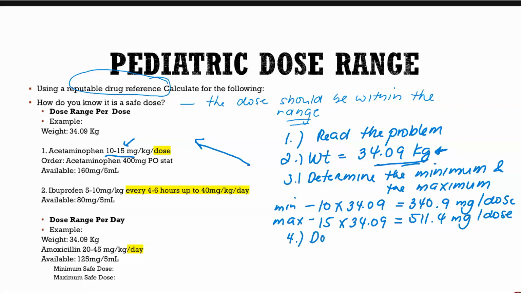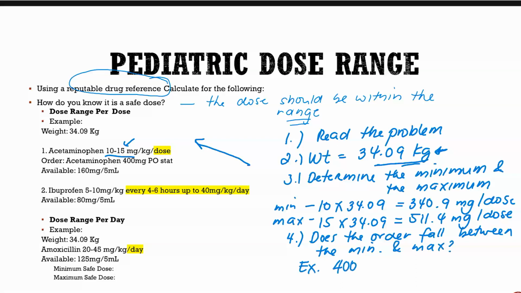Let's use this as an example. We need to figure out, does the order fall between the minimum and the maximum? That's really the only way of finding out if it's a safe dose. So it should be within those numbers. For example, the order is to give 400 milligrams of acetaminophen. Does 400 milligrams fall between the minimum and the maximum? Yes, it does. Therefore, it is considered safe.